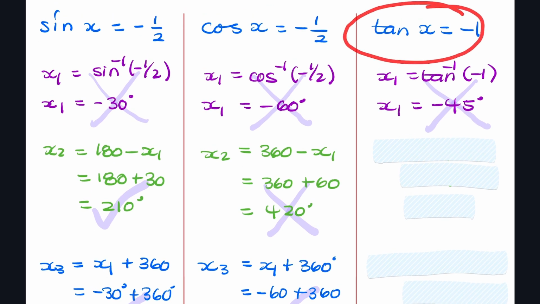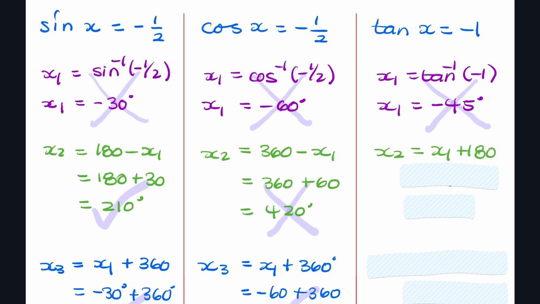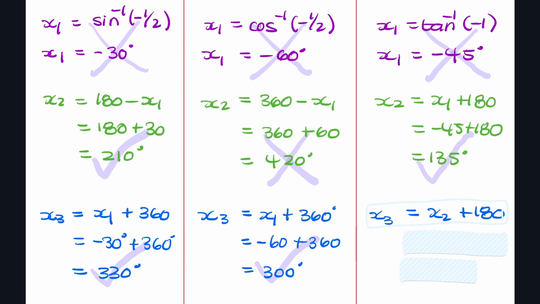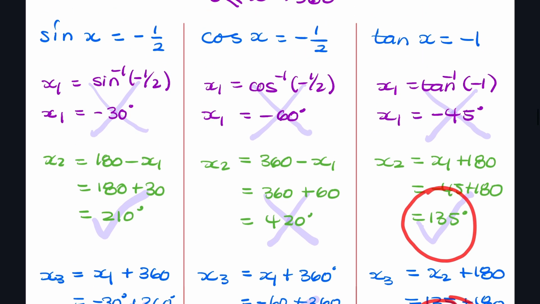And finally, for our tangent, the minus 45 was unacceptable, but the subsequent solutions are found by adding 180 to my original solution. So if you add 180 to minus 45, you get 135, and that is an acceptable solution. And you can add 180 again to x2 to give you x3. So 180 plus 135 gives us 315, and that too is an acceptable solution. So these are my two acceptable solutions for this.